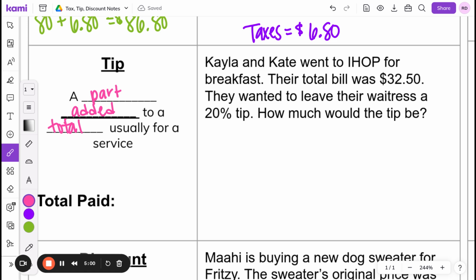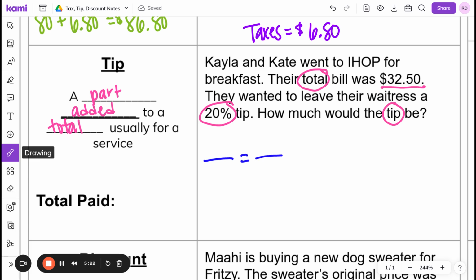So our problem, we have Kayla and Kate, and they went to IHOP for breakfast. Their total bill was $32.50. They're trying to leave a 20% tip, and we're going to find the value of that tip. So same thing for part 1. We're going to set up that percent proportion. We always have that number 100. All percents go over 100, so we're going to put the 20 up there. They told us the total was that $32.50, and we're trying to find the part that we're tipping.